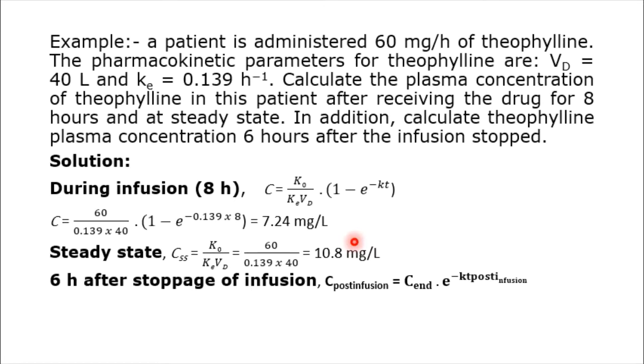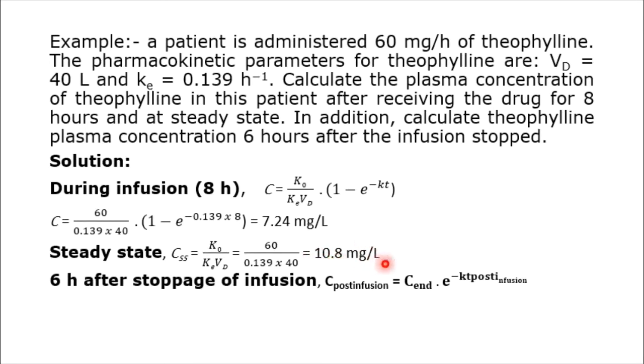So, since we have calculated the steady state plasma concentration, we should know that the last concentration of a drug is the steady state plasma concentration. So if the infusion is stopped after 6 hours, then we have reached the steady state plasma concentration, and we can calculate the plasma concentration 6 hours later starting from this concentration, which means that the initial concentration that we have is 10.8 milligram per liter.